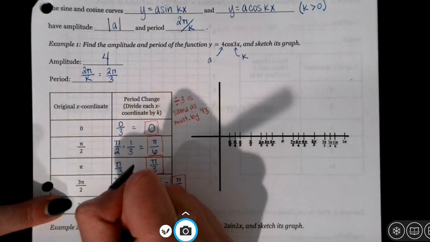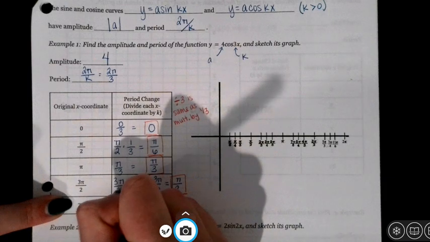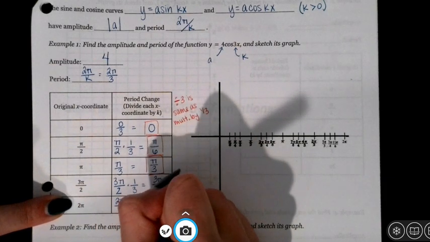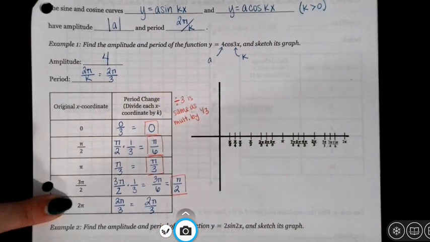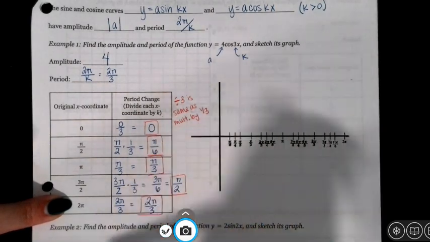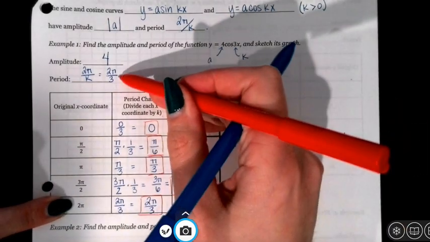And then 2 pi, so I have 2 pi and I'm dividing by 3, and I get 2 pi over 3. Which makes sense because we got 2 pi over 3 up here.